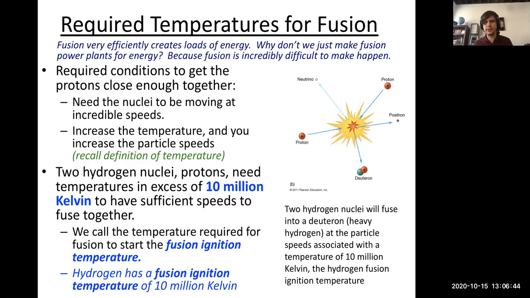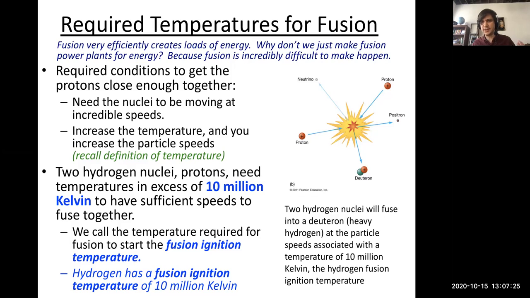What temperature is required? You need temperatures of 10 million Kelvin or greater. 10 million Kelvin or greater will give you sufficient speeds so that you can start getting these protons to fuse together. Which means that for hydrogen into helium fusion, we have what we call a fusion ignition temperature, the minimum required temperature for fusion of hydrogen into helium to occur. And that fusion ignition temperature is 10 million Kelvin. If you're in an environment that's less than 10 million Kelvin, you cannot get fusion of hydrogen into helium. It just won't happen.